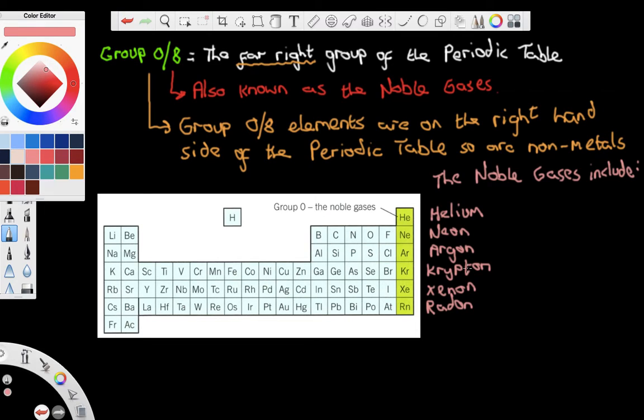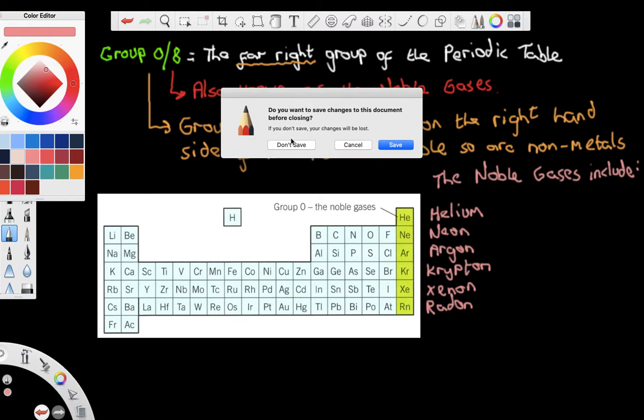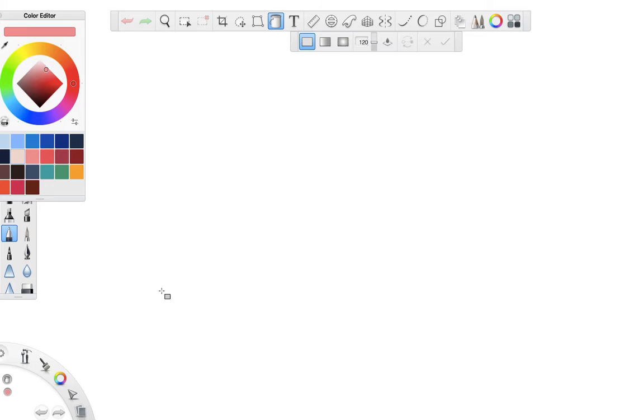Okay, so the group 0 elements or the group 8 elements are on the far right hand group of the periodic table. They're also known as the noble gases. They're in the far right hand group, therefore they are non-metals. And the noble gases include helium, neon, argon, krypton, xenon and radon. Okay, this is a video, so you can pause it if you wish to continue making notes.